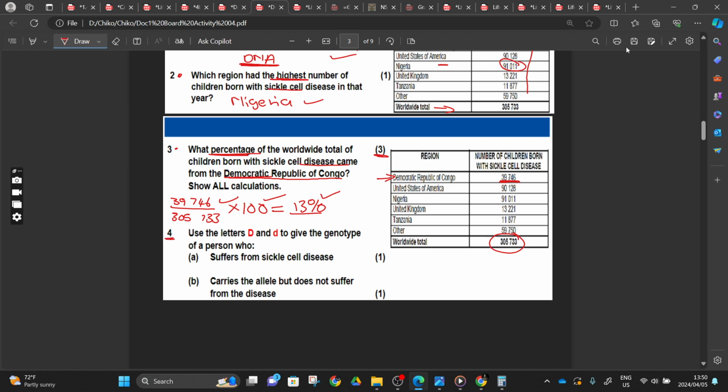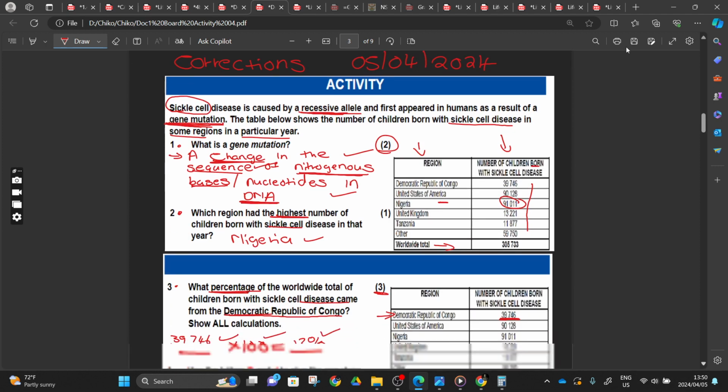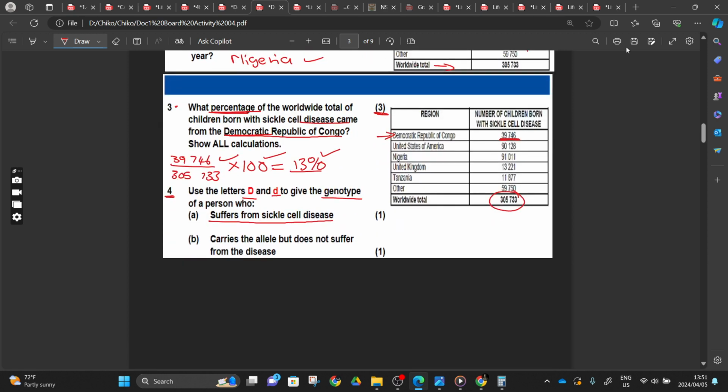And then we come to number 4, and it says use the letter D and the small letter d to give the genotype of a person who suffers from sickle cell disease, because we know that this sickle cell, from our line here, they said is caused by a recessive allele, right? So since it's caused by a recessive allele, for someone to suffer sickle cell, they have to have a small d and a small d. You'll agree with me, right? Because it's a recessive allele and for it to be phenotypically visible they have to be 2, right?